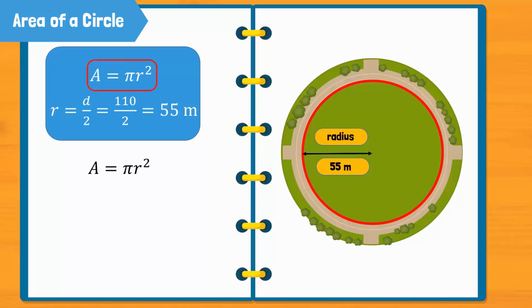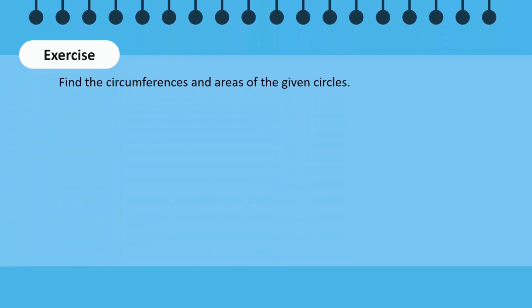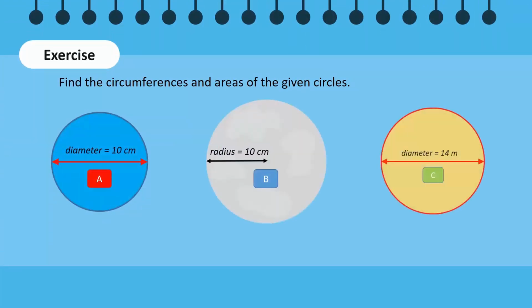The area of the ground is equal to pi into 55 squared, which is equal to 9,498.5 square meters. Time for an exercise. Find the circumferences and areas of the given circles.